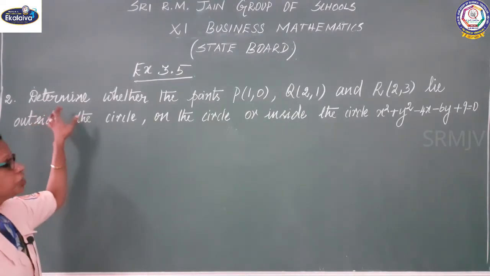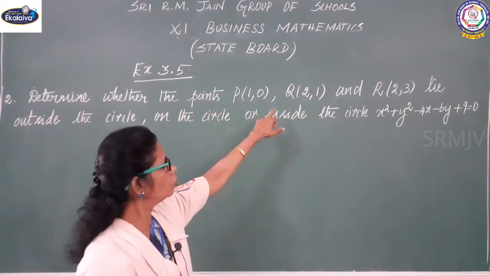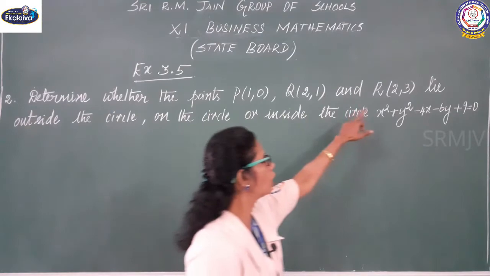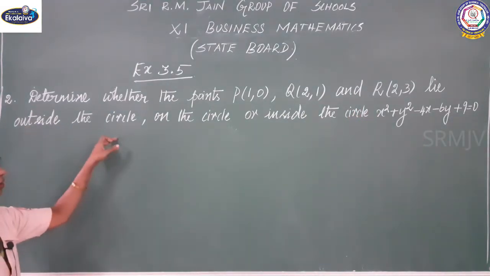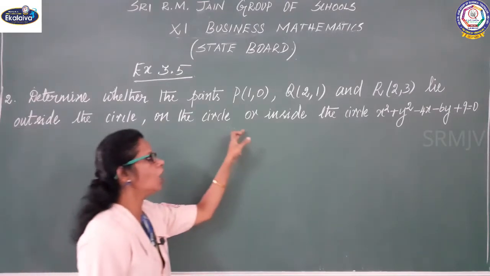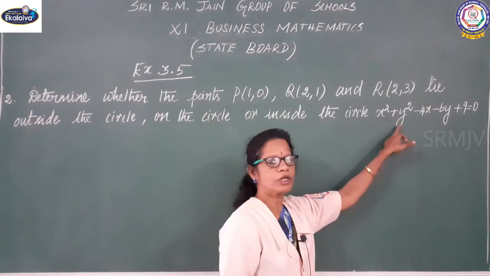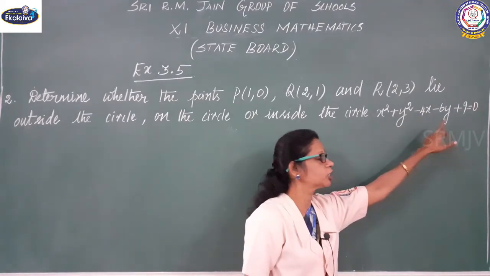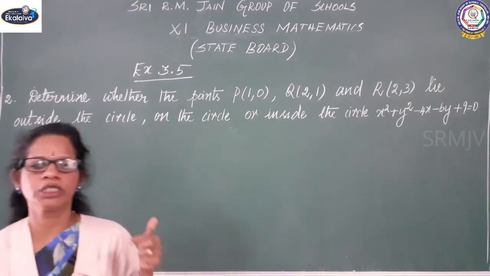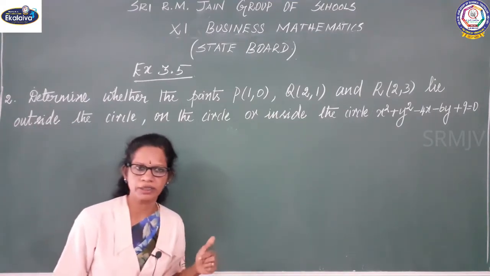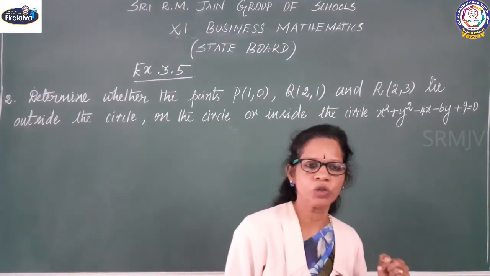See here, determine whether the points P(1, 0), Q(2, 1) and R(2, 3) lie outside the circle, on the circle or inside the circle. The equation is x square plus y square minus 4x minus 6y plus 9 equal to 0. How do we say whether the points lie on the circle, outside the circle or inside the circle? Using the length of the tangent.